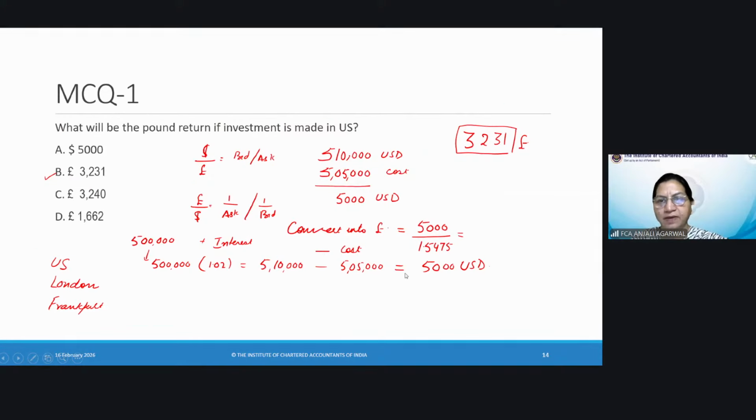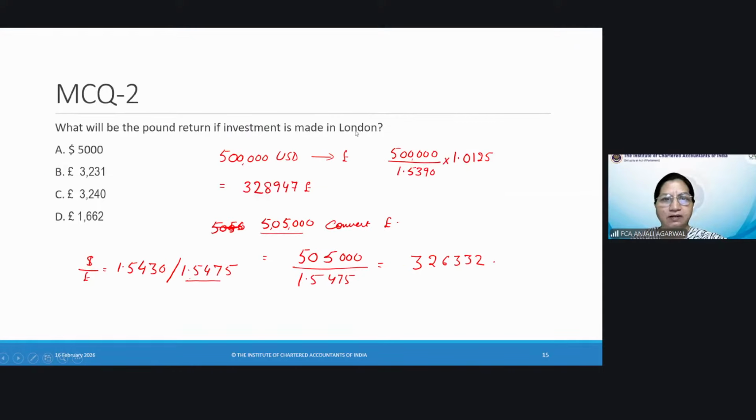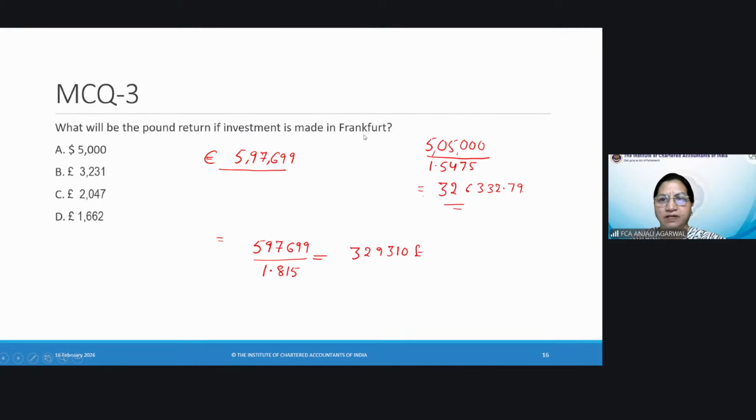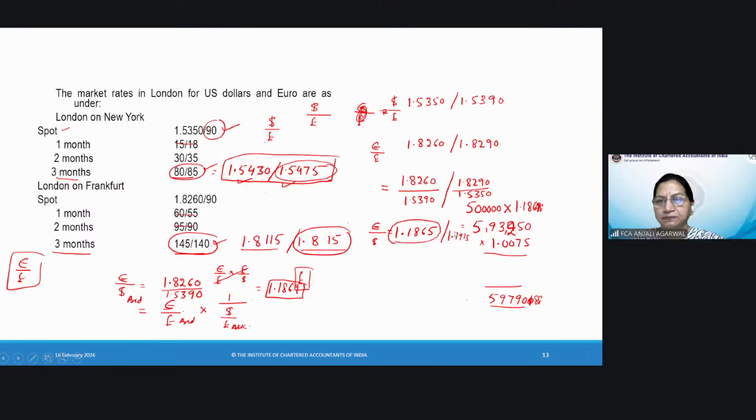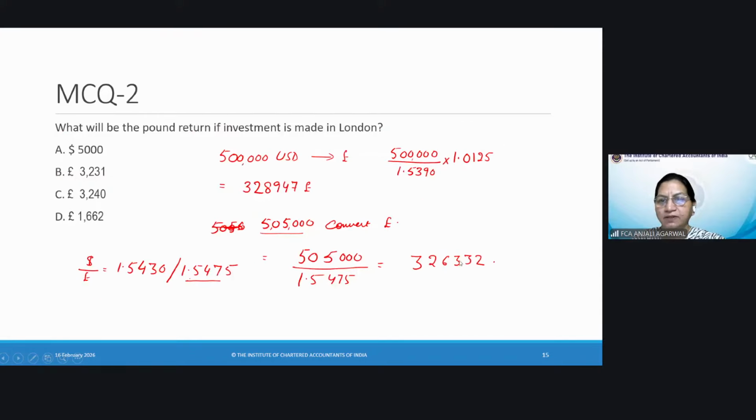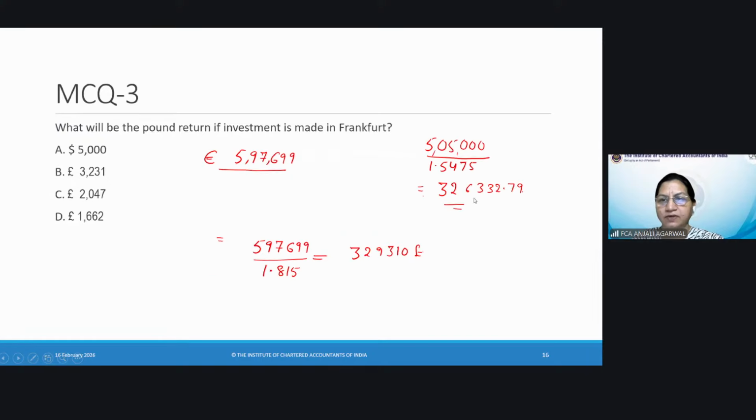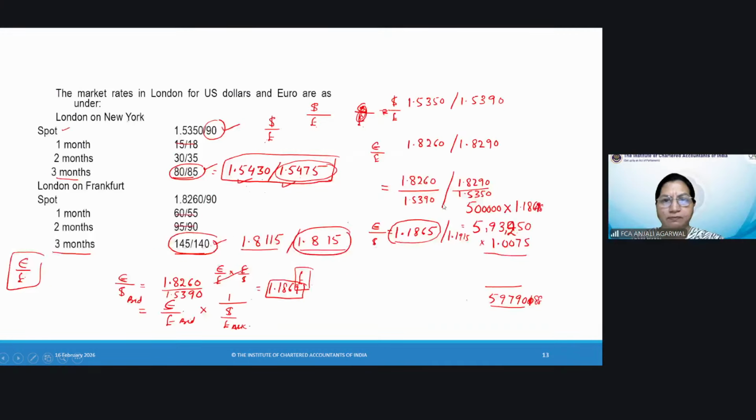So you end up having 3231 pounds. Now, when you are making investment in London or you are making investment in Frankfurt, this 5,05,000 dollars would be paid. So once again, when you divide it by 1.5475, 326,332 is what you end up paying. So this will be applicable, 326,332, whether you are making investment in London or whether you are making investment in Frankfurt. So this is what you have to pay.